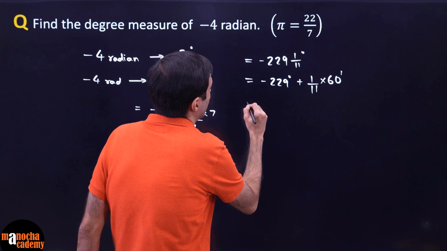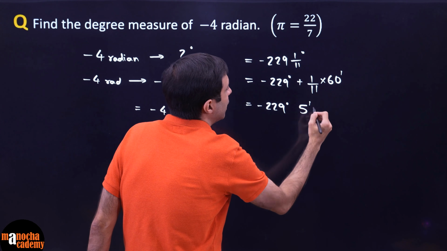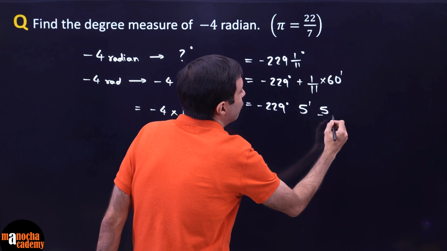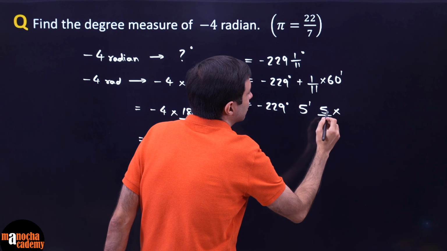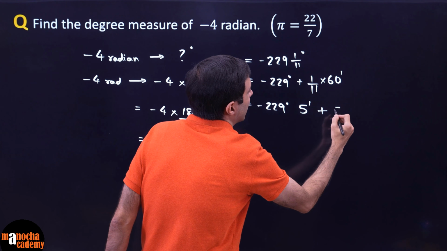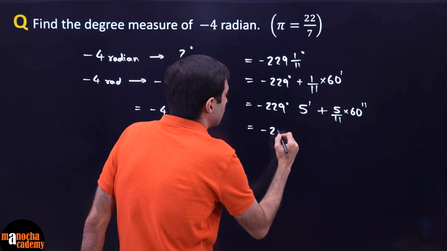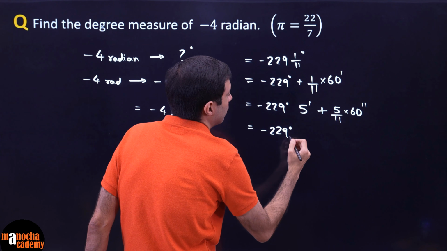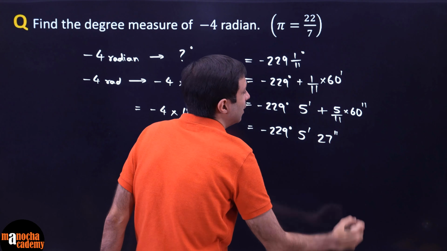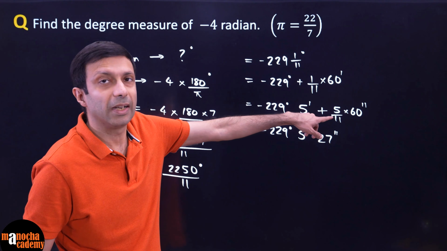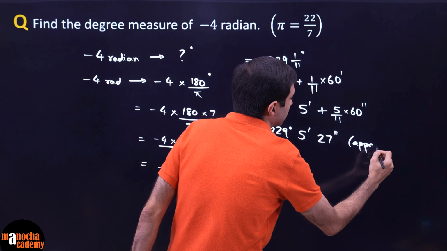So if you simplify this, what will you get? -229 degrees, 5 minutes, and then you have another 5 by 11 here, which will convert it into seconds. So you can say plus 5 by 11 times 60 to convert it into seconds. So if you do this conversion, you will get -229 degrees, 5 minutes, and 27 seconds approximately, if you do that division of 30 by 11. So this is the final approximate answer.